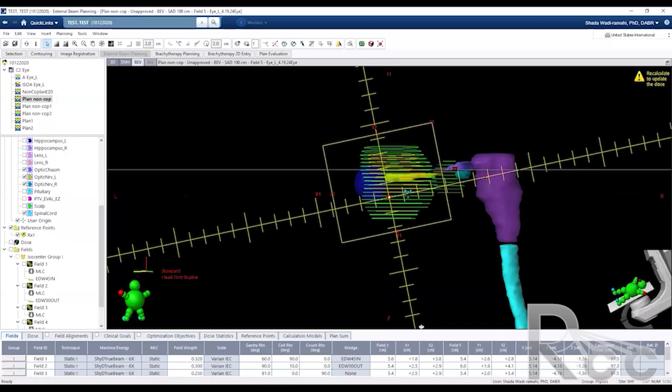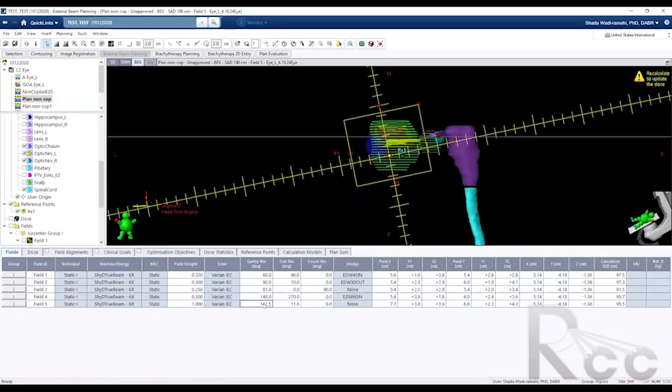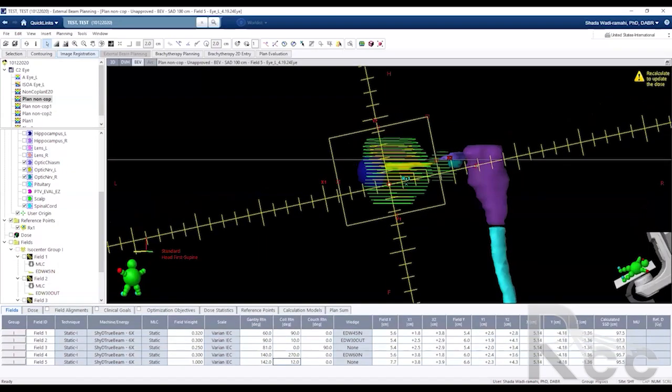And if I want to see what that angle is in this planning system, this would be gantry 142.5. That's a little bit too much. Let's just do 142. And your collimator rotation is 11.6. I can make it 12. But you would never think about these numbers if you're just rotating around the patient from a 2D point of view.